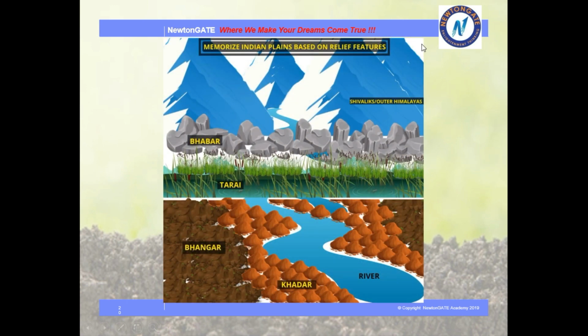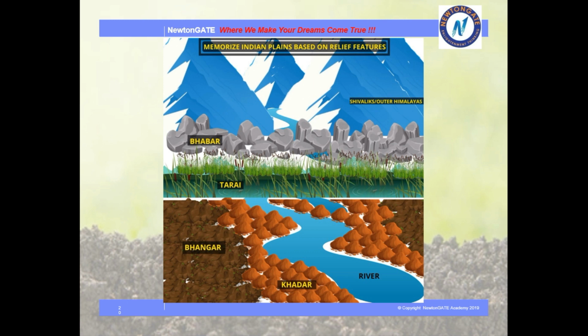So we can see in the northern plains of India, in the region of the Shivalik range, where the river starts flowing, firstly the gravels are deposited. That region is considered the Bhabar. Then the wet swampy region is considered to be the Tarai region, and from there when the river starts flowing, on the two sides of the river there is accumulation of deposition, and this deposition is considered to be the Khadar and Bhangar as well.